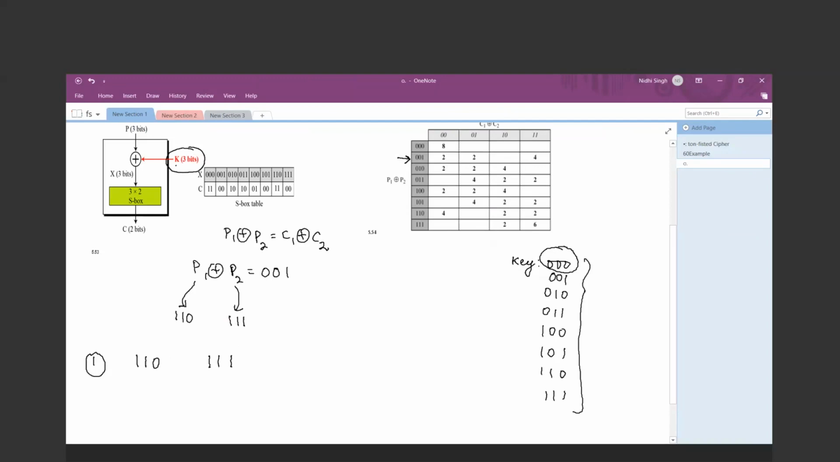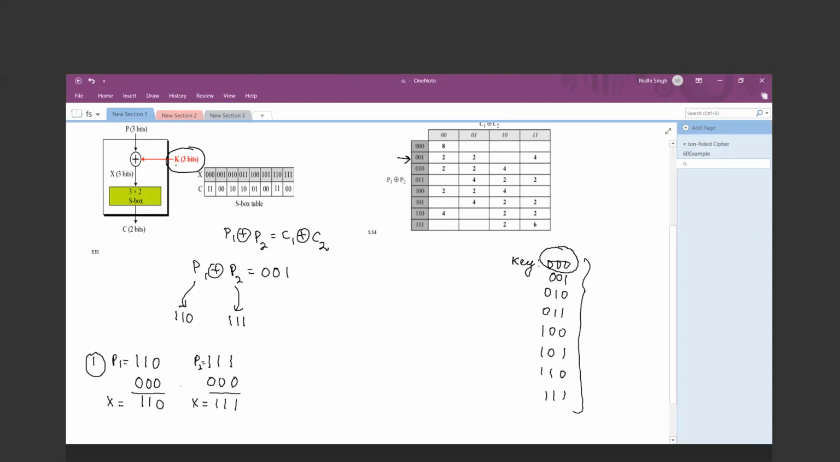With hit and trial, I have to test all the keys one by one. So my first key is 000. So just perform the XOR with 000 over there. What is the answer? The answer is 110 and here it is 111. Now the second task: this is your X. This is your P1, this is your P2, and your X is generated.